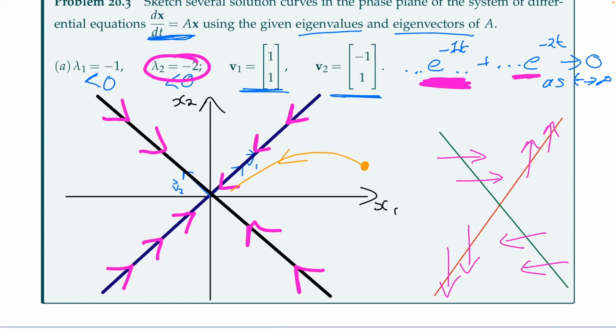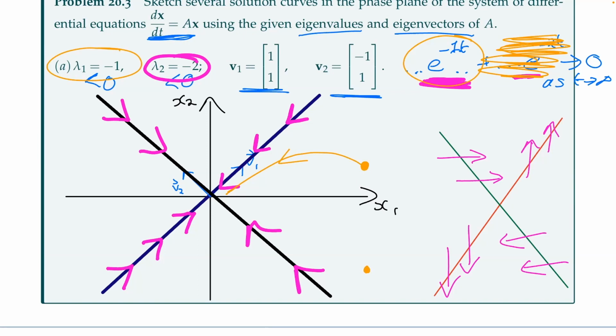Because lambda 1 is -1 and lambda 2 is -2, eventually this second part here of our solution is going to get very small relative to the first part. That means that we're going to be tending towards our eigenvector given by V1. So this eigendirection given by V1, we're going to be pulled towards that. So that's why we go like this rather than going like this. That's a slightly subtle point, but it helps us to figure out what's going on.